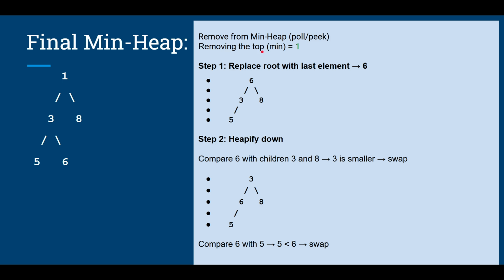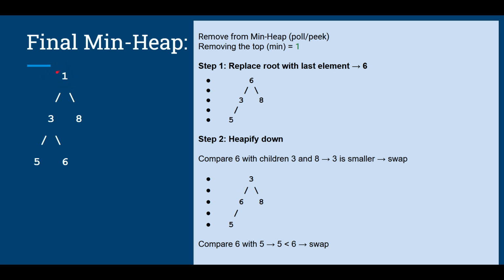So the top element, that is 1, is our answer, right? Because we have to remove from the top. So whenever we do poll or peek, we'll see that this 1 is coming there. What we need to do, we'll replace the root element with, let's suppose, 6, right? We are replacing the root element with the last element. What is the last element? The last element was 6. So 6 we will replace from 1, right?